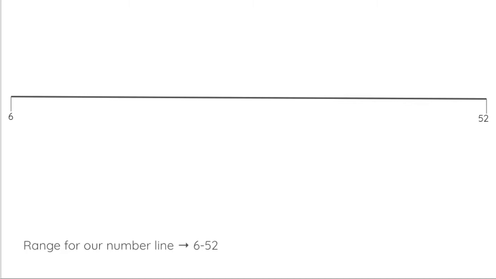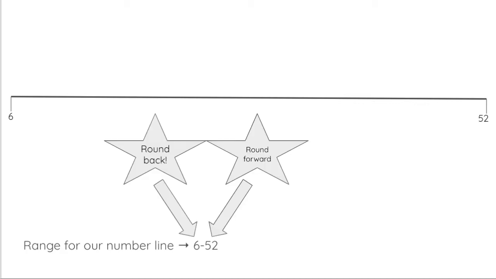Now, you might be thinking, but what if the range isn't easy numbers like 0 and 100? Great question. What if your crazy teacher says your number line starts at 6 and ends at 52? How rude is that? If this is the case, all you have to do is use your amazing rounding skills to make the range easier numbers to think about. But when rounding for a number line, for your first number, you will always need to round down, and for your last number in your range, you will always need to round up.